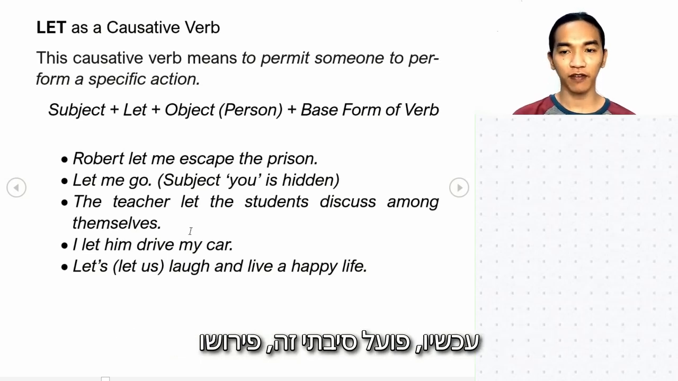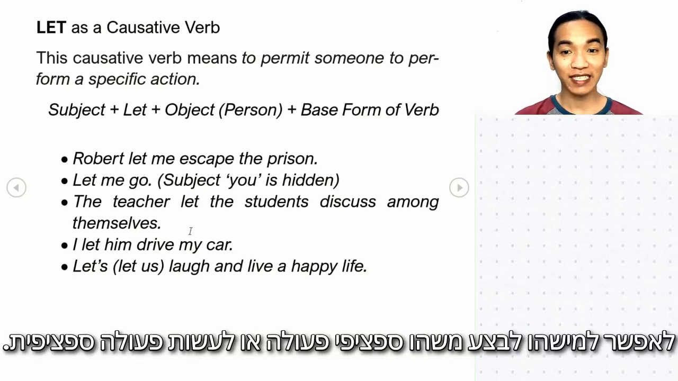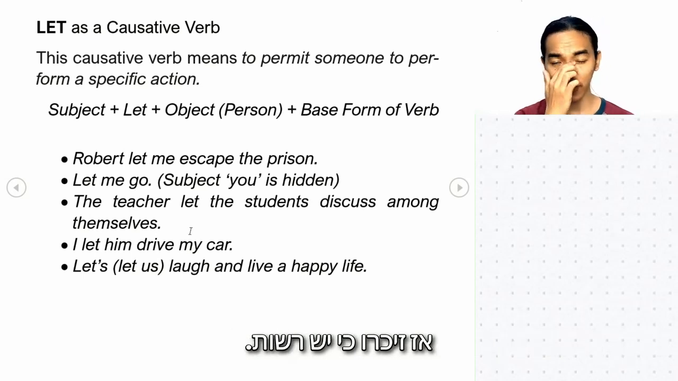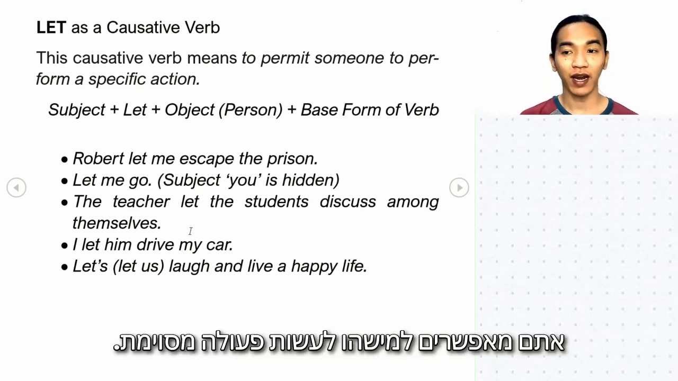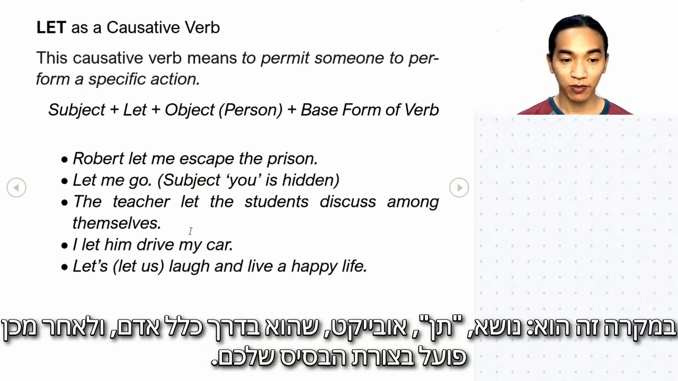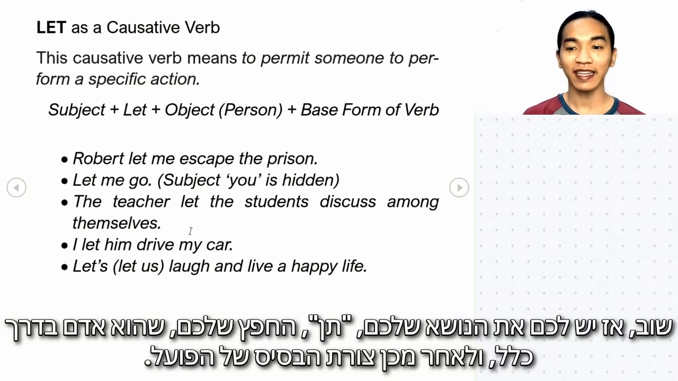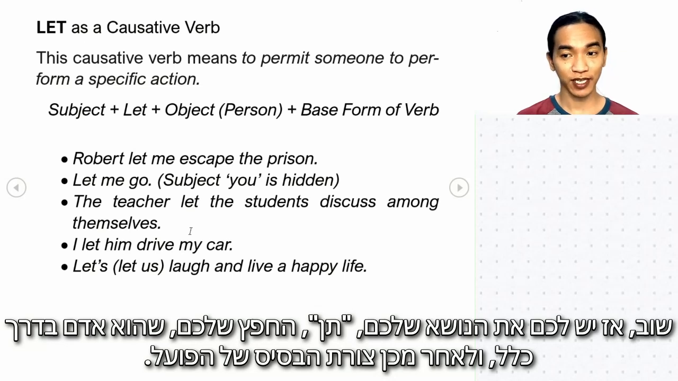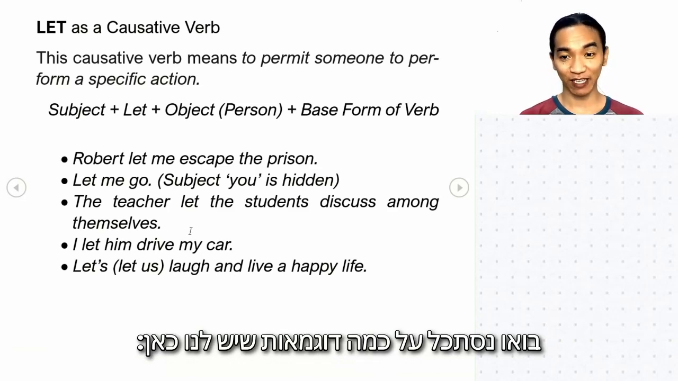Now, this causative verb means to permit someone to perform a specific action. So remember that one. There is a permission. You are allowing someone to do a certain action. Now, the form that you have to remember in this case is subject, let, object, which is usually a person, and then verb in your base form. Again, you have your subject, let, then your object, which is usually a person, and then the base form of the verb.